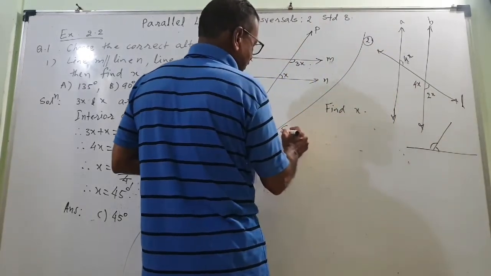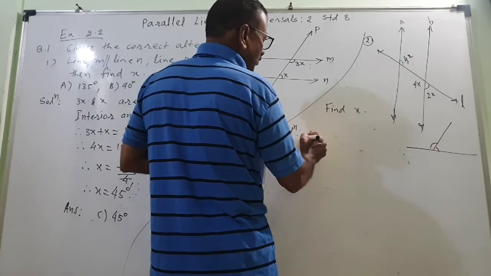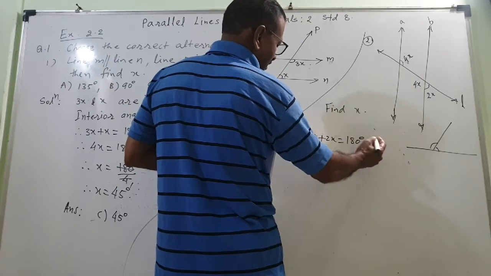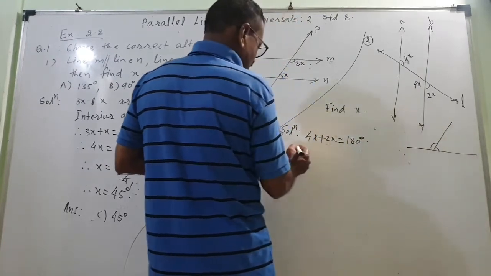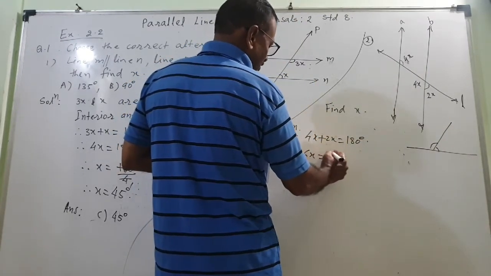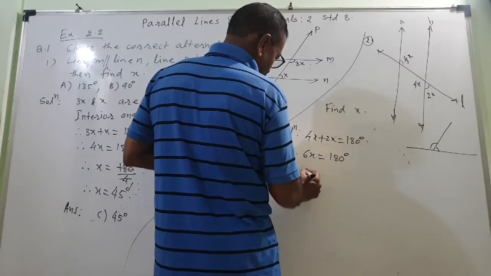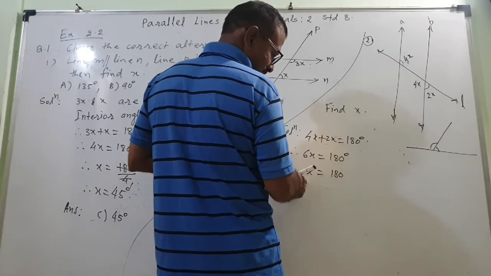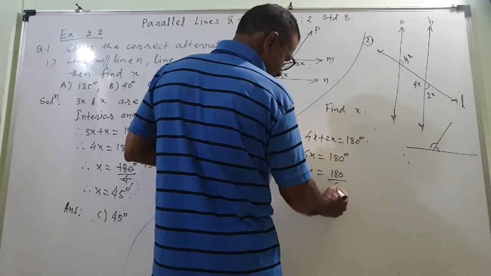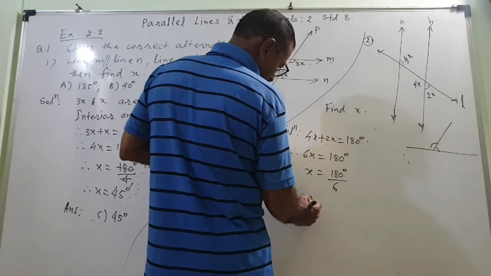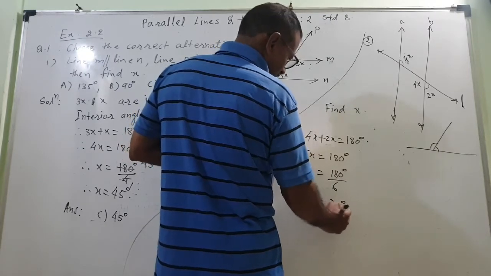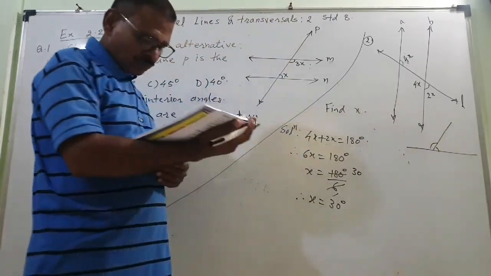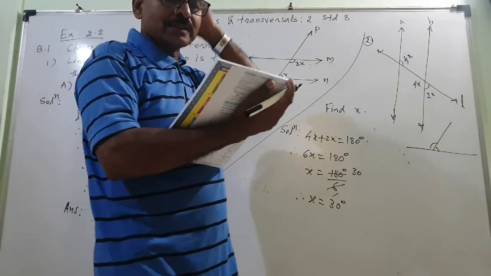So solution is 4x plus 2x is equal to 180 degree, linear pair angles. Therefore 6x is equal to 180 degree. Therefore x is equal to 180 upon 6. This 4x plus 2x is 6x. Therefore x is equal to 30 degree. So 6 fives are 30. Hope that you have understood this.